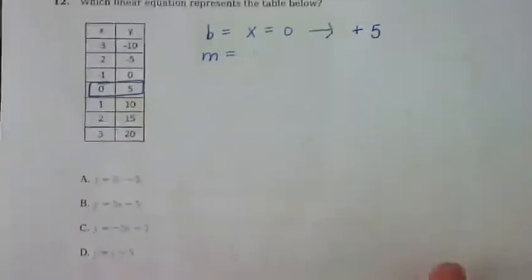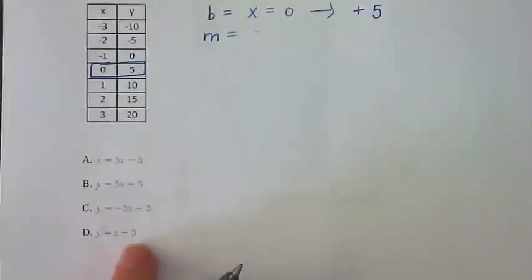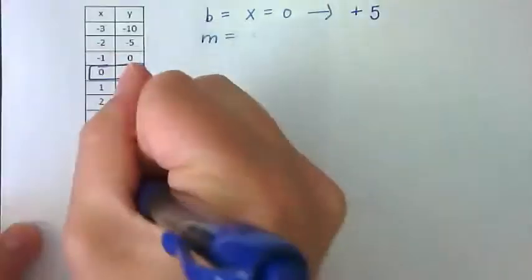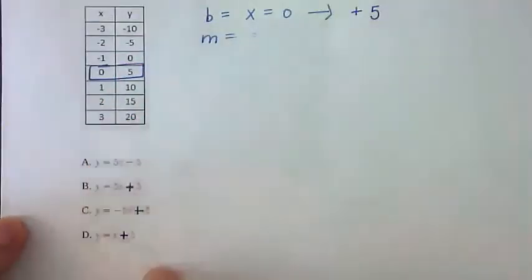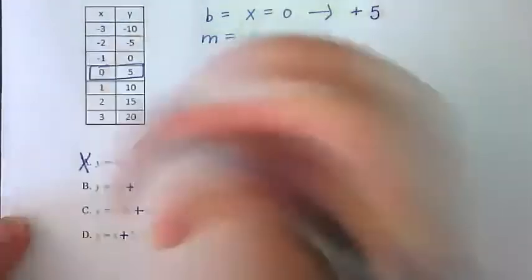So let's see if we can eliminate any answer choices. So I know these are really hard to see, but B, C, and D, those all are positive 5, but A is not. So we can eliminate A.